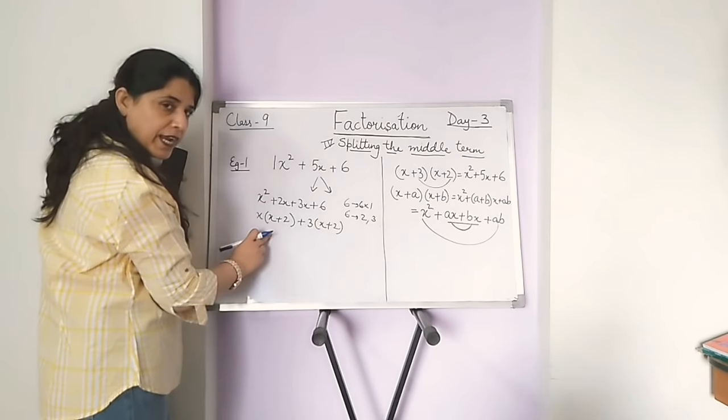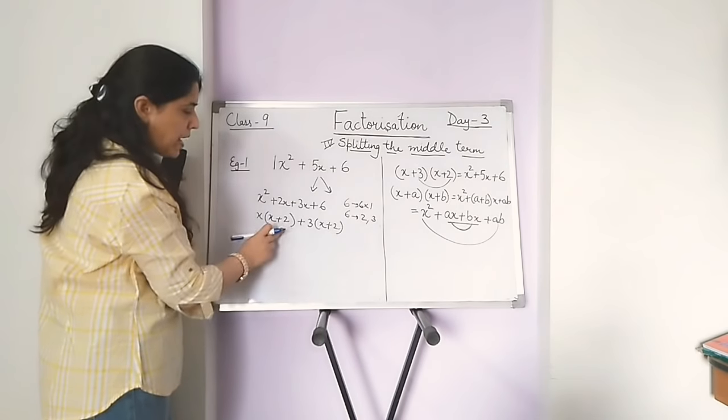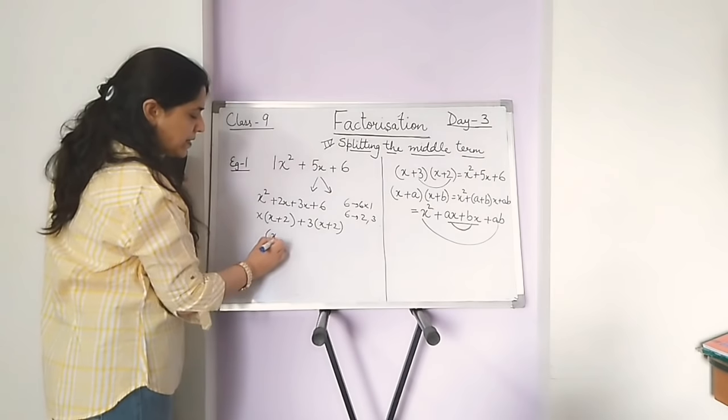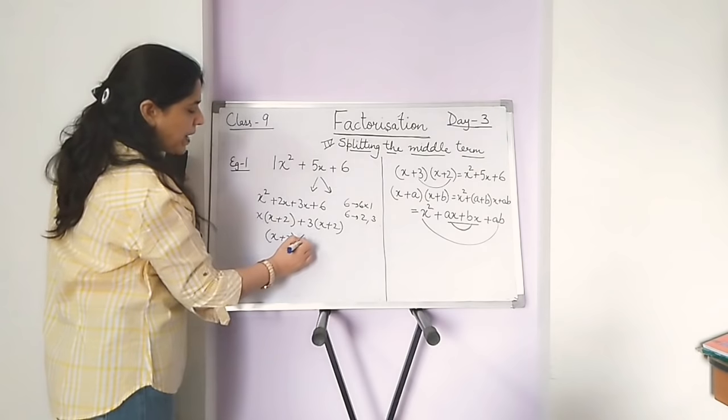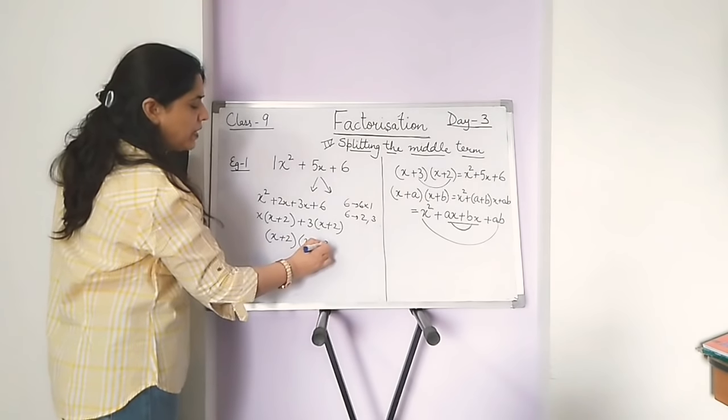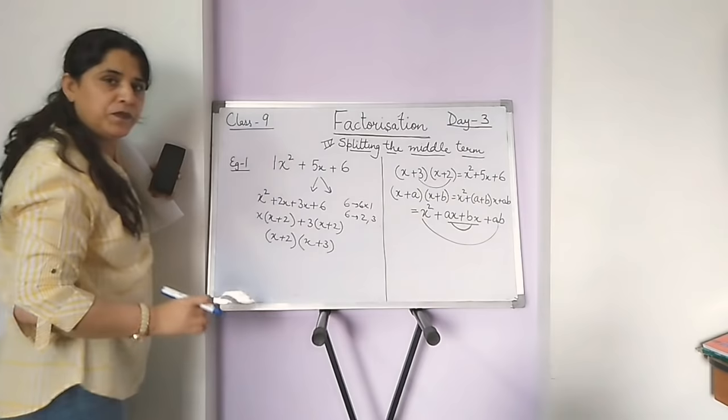Now, after that grouping is done, you're getting a common bracket. That is x plus 2 is the common bracket. Whatever is left from here, x is left from here, plus 3. See, we've got this. Okay.